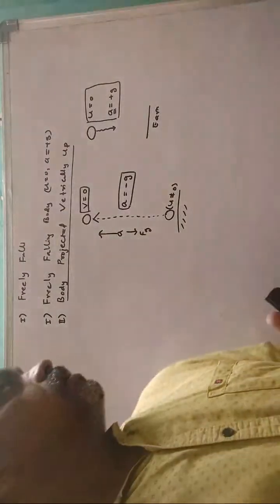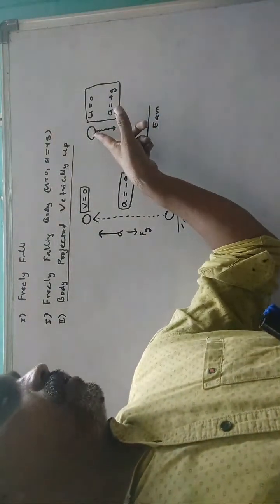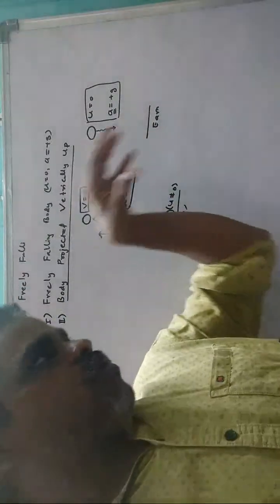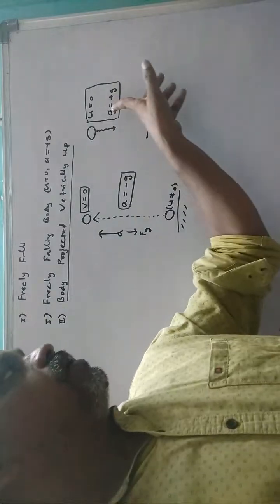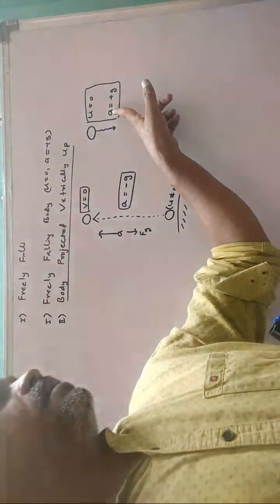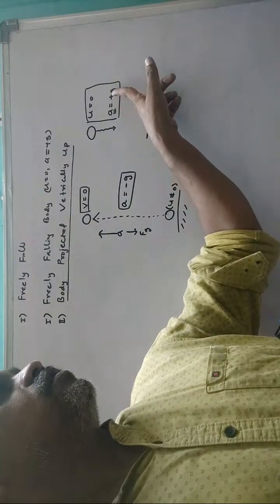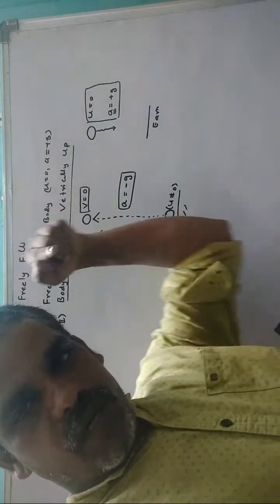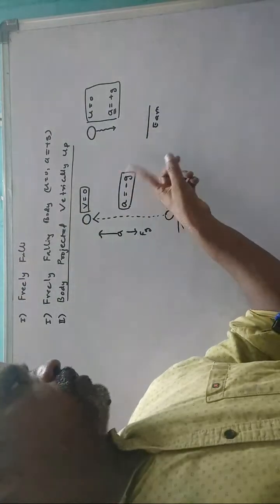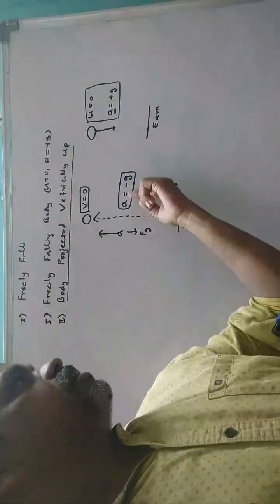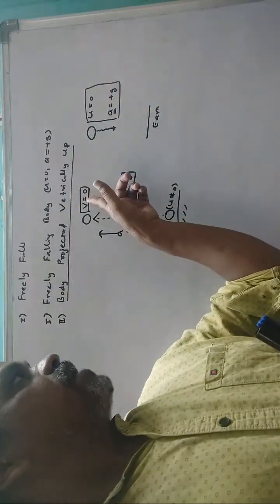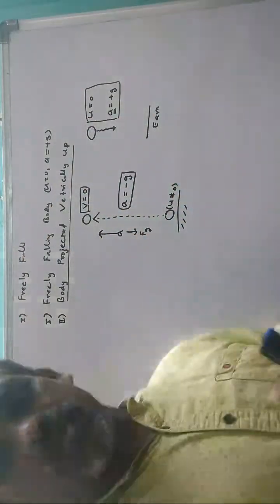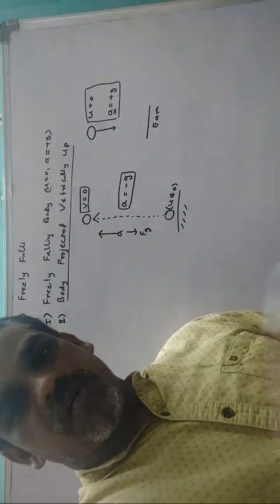Simply remember, when the body is accelerating downward and the gravitational force also acts downward, both are in the same direction, so a equal to plus g. The acceleration of the body is equal to the gravitational acceleration. Here the body is moving up and the gravitational force acts downward, so both are in opposite directions, a equal to minus g. At maximum height, v equal to 0, not u equal to 0. Here u is not equal to 0. These are the projected vertically up conditions.